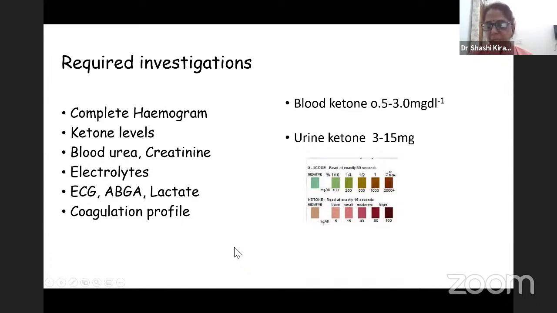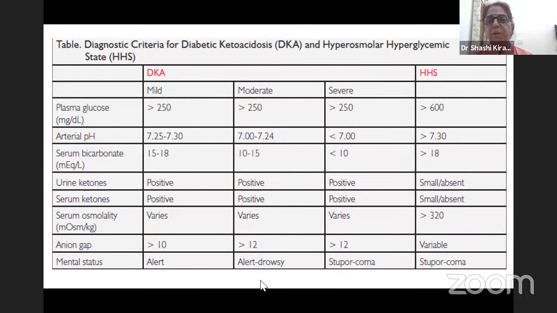3 to 15 milligrams, then not to worry. Know how to differentiate between diabetic ketoacidosis and hyperosmolar hyperglycemia. The plasma glucose levels in HHS are quite high, and arterial pH is more than 7.3. The anion gap is variable, and bicarbonate is more than 18.